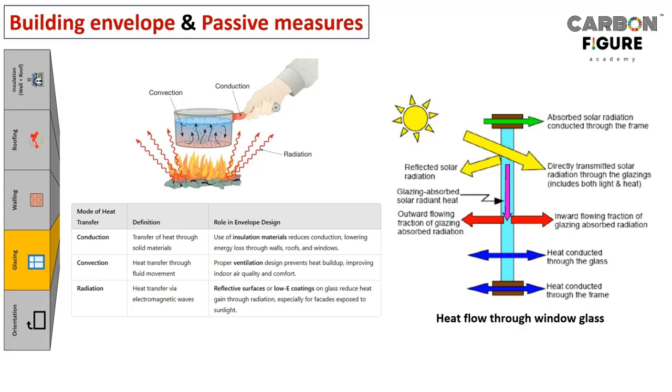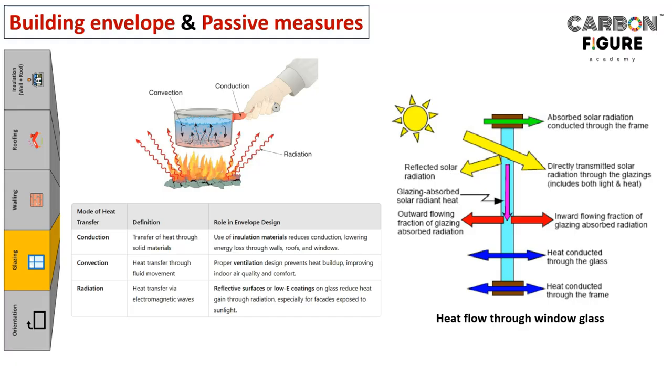Then convection, heat transfer through fluid movement, right? Proper ventilation design prevents heat buildup, improving indoor air quality and comfort. So you may think fluid movement, but here it is talking about ventilation. Fluid in the sense not only liquid, air also they are treating in the same meaning, right? So convection, heat transfer through fluid, so you have to deal with more involvement of airflow, so as to manage or counteract the convection based heat transfer.